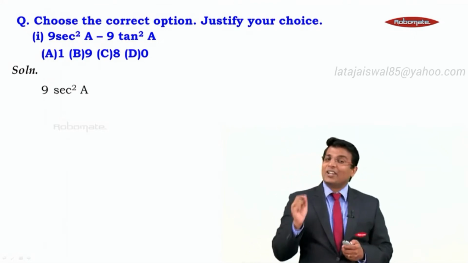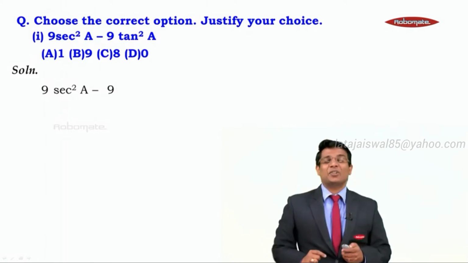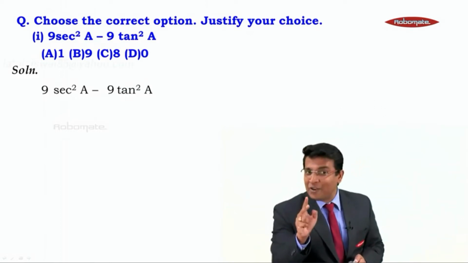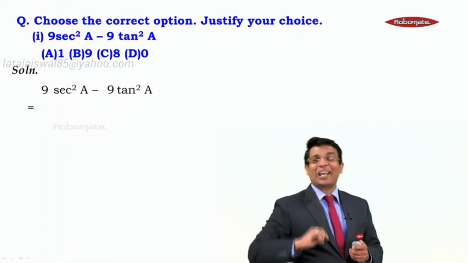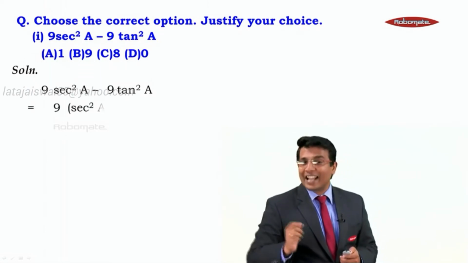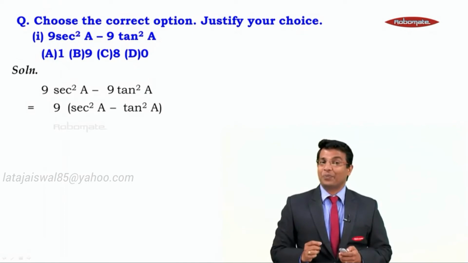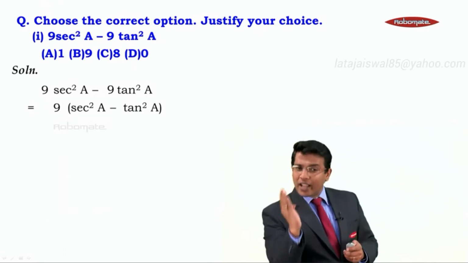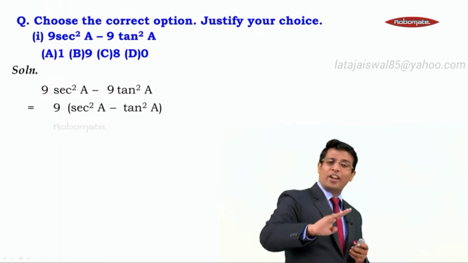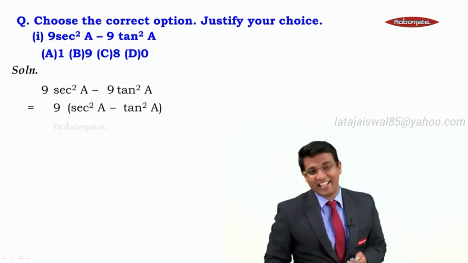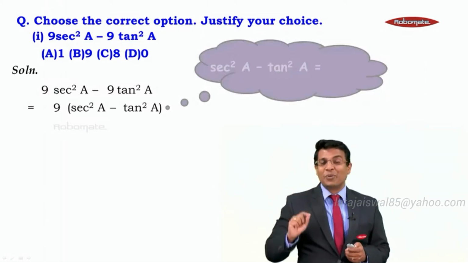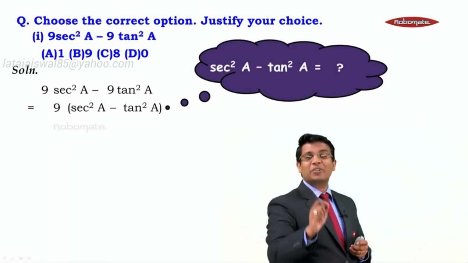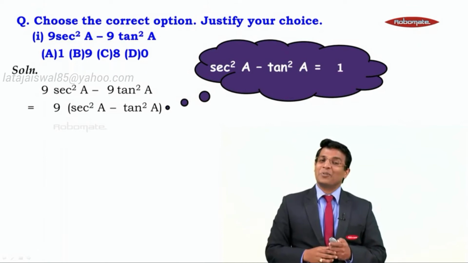So we have 9 sec square a minus 9 tan square a, and in this binomial, you know we have got 9 common. So let's take 9 common. Into the bracket it would be sec square a minus tan square a. Now think, have we learnt any identity where you have sec square a and tan square a? Yes, we have an identity, that is 1 plus tan square a is equal to sec square a, and from that identity we had learnt sec square a minus tan square a is equal to 1.